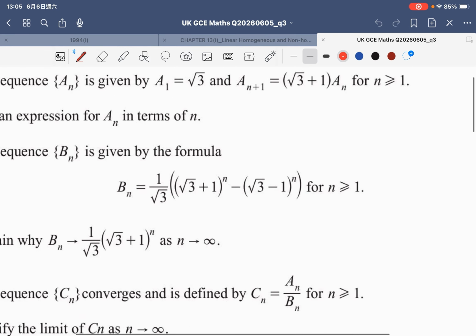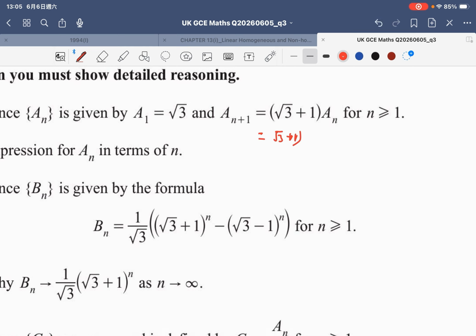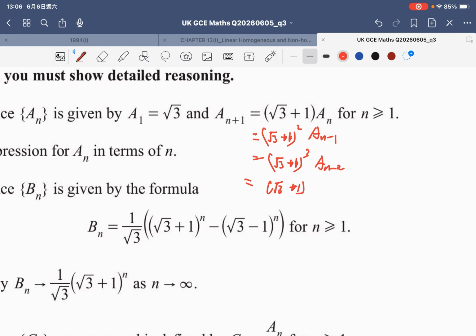First, a_n equals root 3 plus 1 times a_(n-1), and a_(n-1) is actually root 3 plus 1 times a_(n-2), and so on. That gives root 3 plus 1 to the power 3 times a_(n-3). Inductively, we can get the answer if it goes down to a subscript 1.